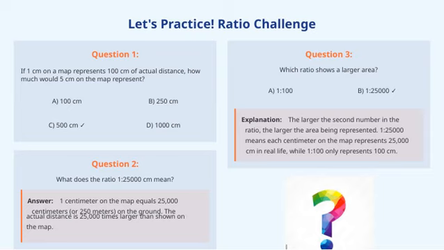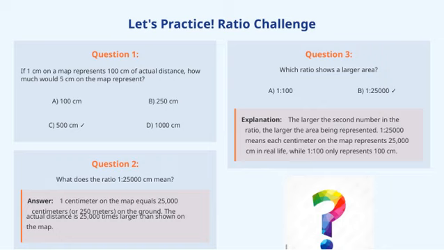All right, let's go through some practice questions to really solidify our understanding of ratios. First up, question 1. If 1 centimeter on a map represents 100 centimeters of actual distance, how much would 5 centimeters on the map represent? The options are 100 centimeters, 250 centimeters, 500 centimeters, or 1,000 centimeters. The correct answer is 500 centimeters. This means that if 1 centimeter on the map equals 100 centimeters in real life, then 5 centimeters on the map would be 5 times that, which is 500 centimeters.